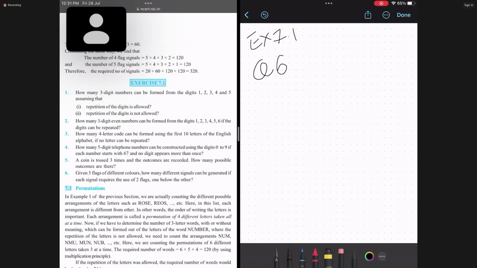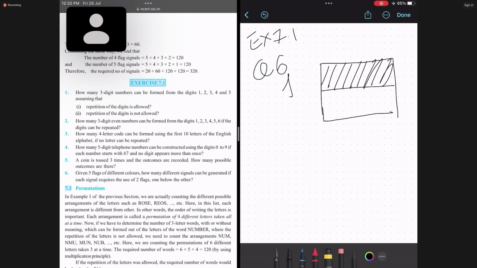So let us suppose that this is your sample space, or this is your space wherein you have to generate your signal, right? So it has been divided up into 2 places. This is filled up using flag 1, and this has been filled up using flag 2, correct?